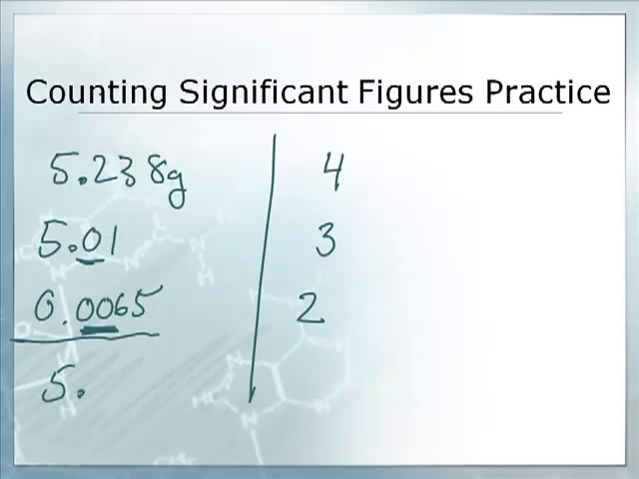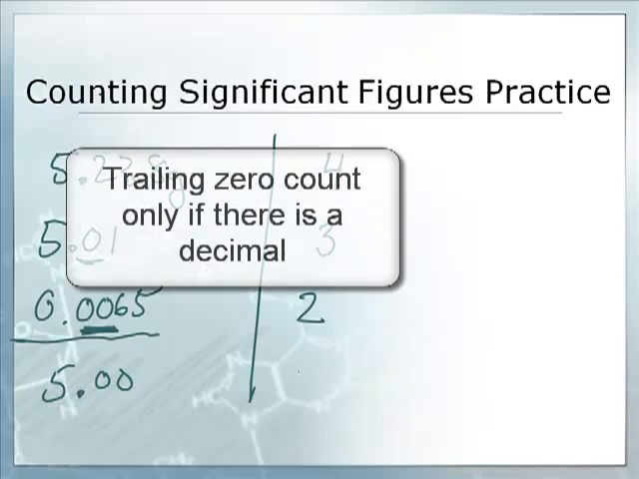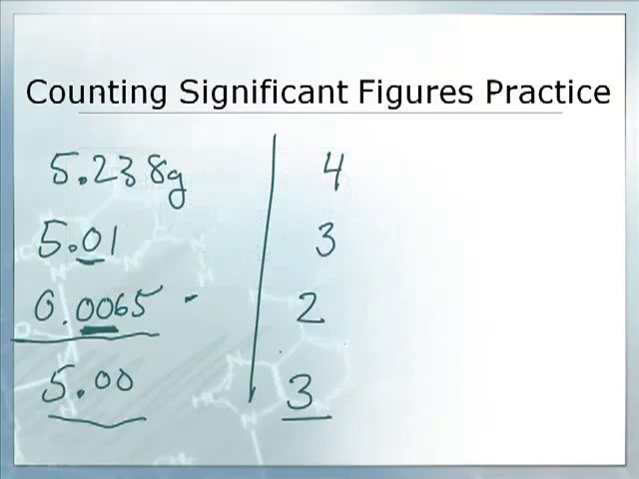All right, what about 5.00? Those are trailing zeros at the end. We have two rules for trailing zeros, and the rule is that if they're at the end and there's a decimal point in the number, then they count as significant. So this has 3 significant figures: the 5, the 0, and the 0. Okay, let's do some more examples.